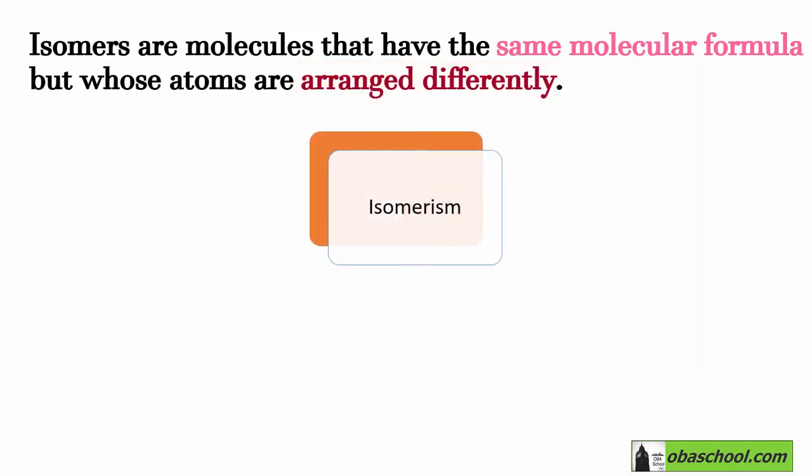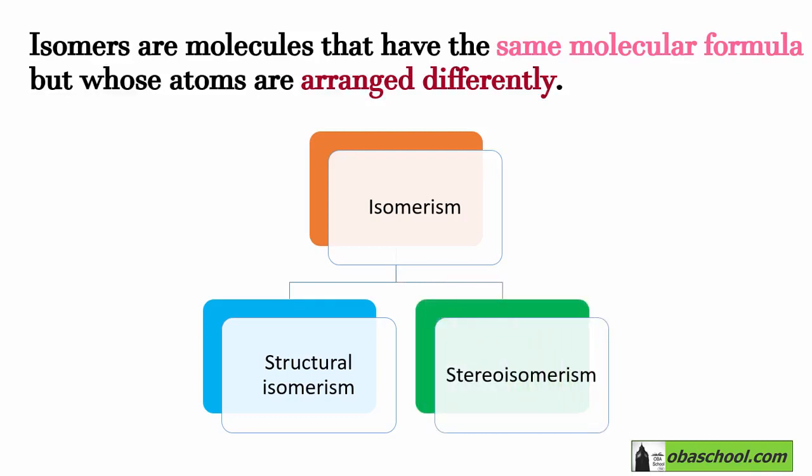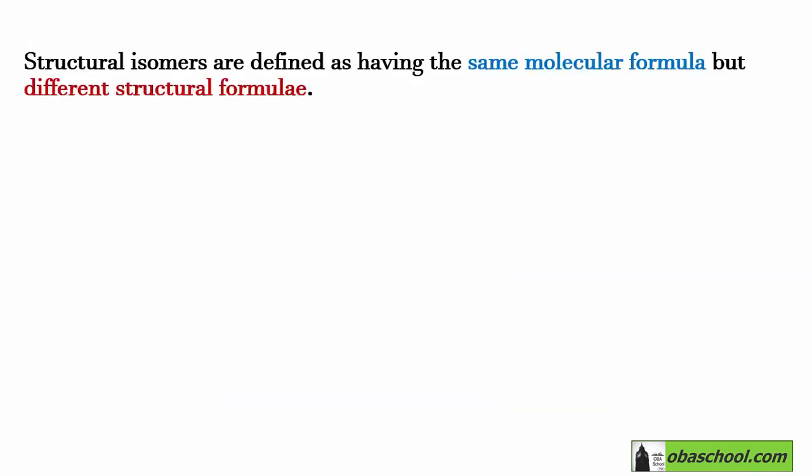There are two basic types of isomerism in organic chemistry. The first one is structural isomerism, and the second one is stereoisomerism. Let's start with structural isomerism. Structural isomers are defined as having the same molecular formula but different structural formulae.